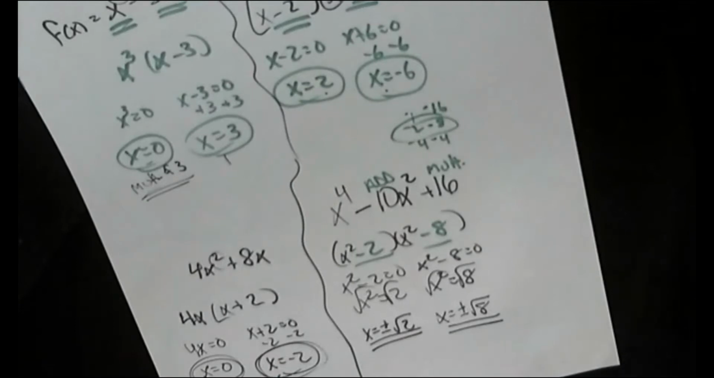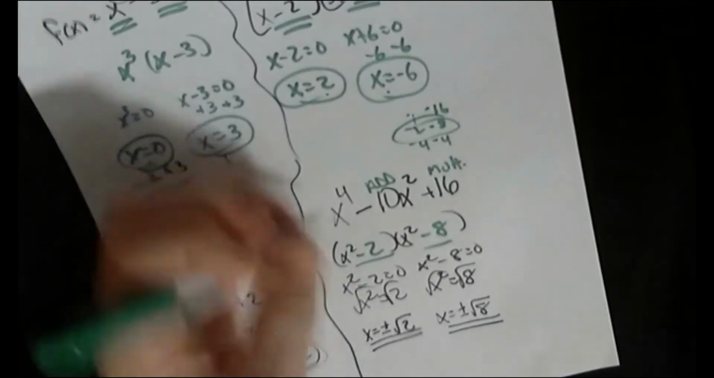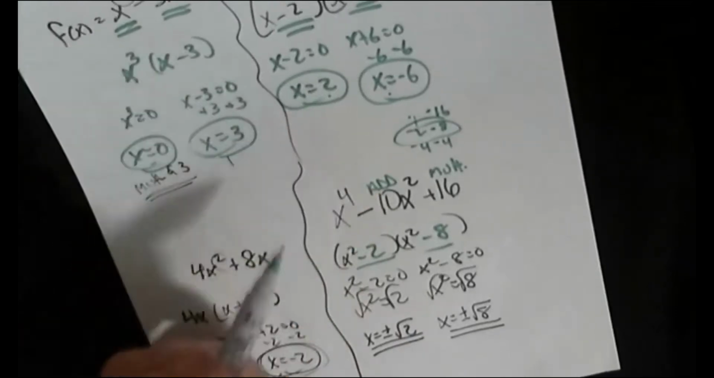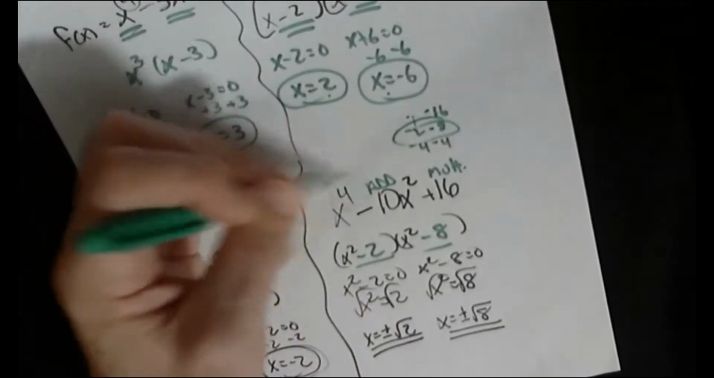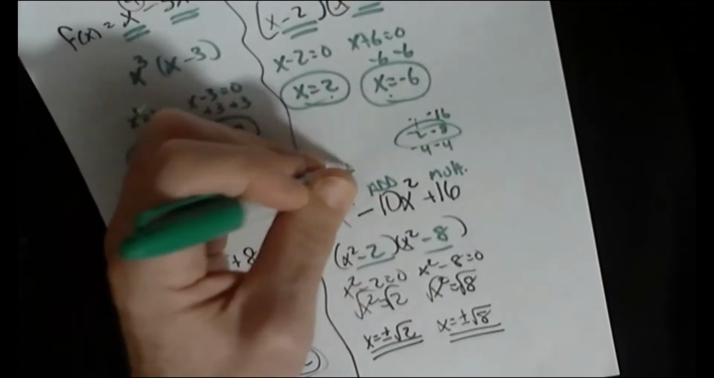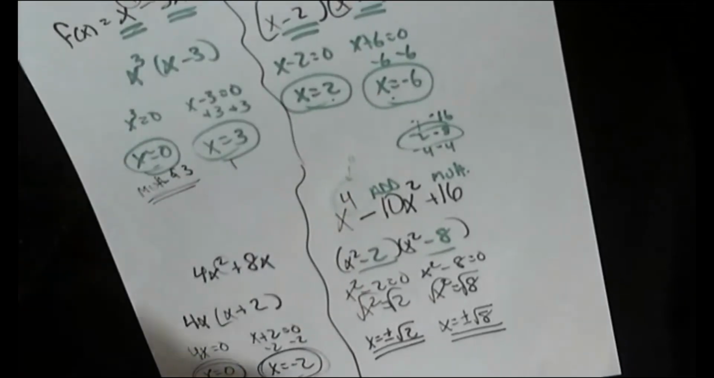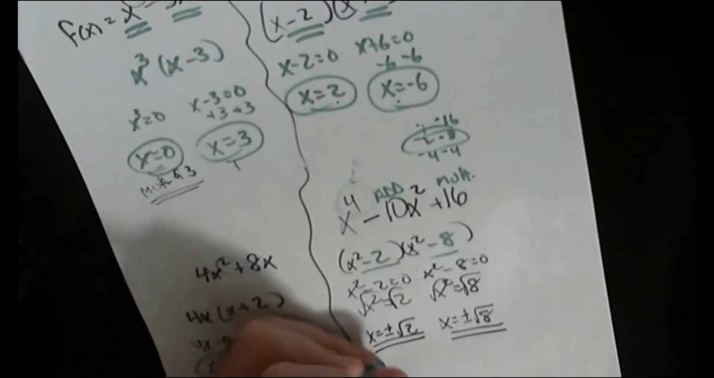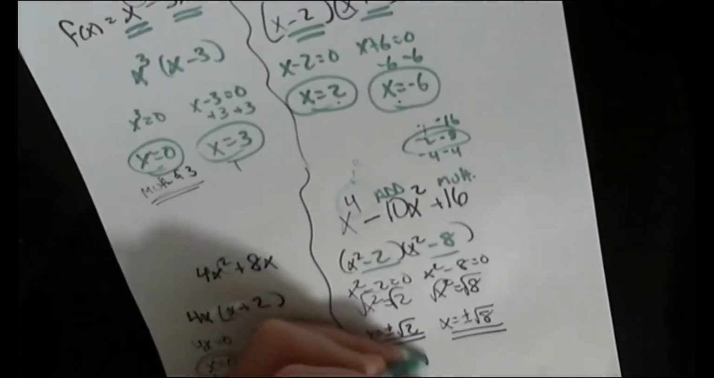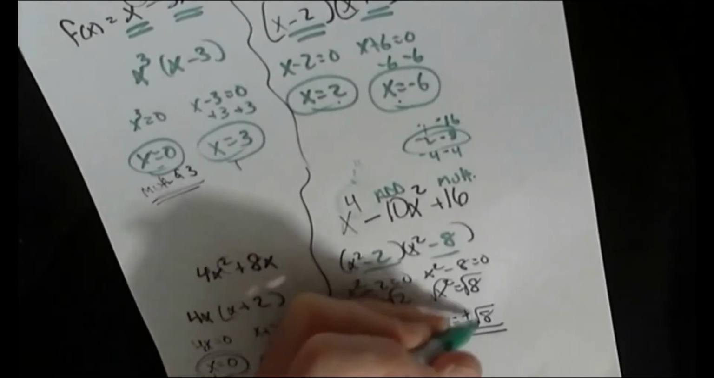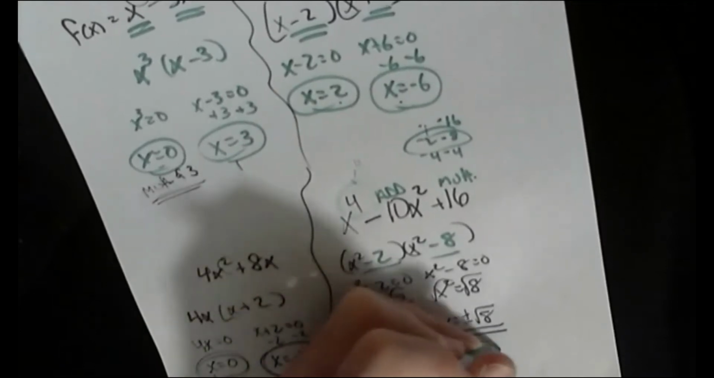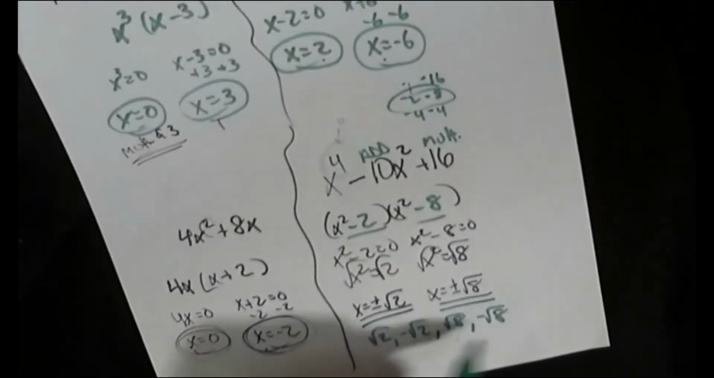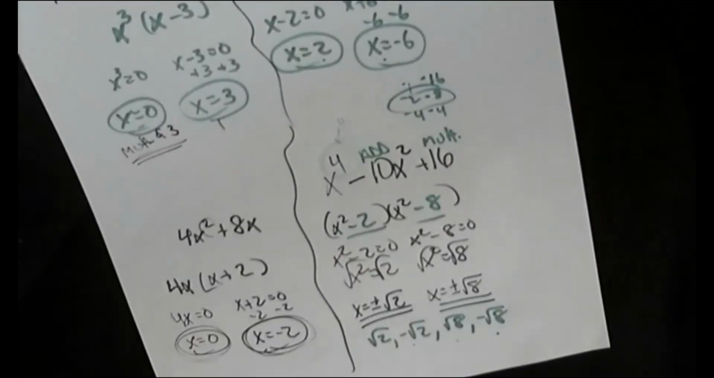One thing that should help you with remembering the plus or minus is, again, this degree. This is a 4th degree. I should have 4 zeros. So I get a positive square root of 2. I get a negative square root of 2. I get a positive square root of 8. And I get a negative square root of 8. So again, this represents all 4 of my zeros.